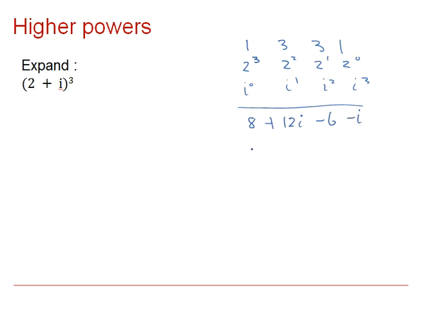If we gather those terms up together, we end up with 8 minus 6 for the real part, and 12 minus 1 for the imaginary part, giving us 2 plus 11i as our answer.